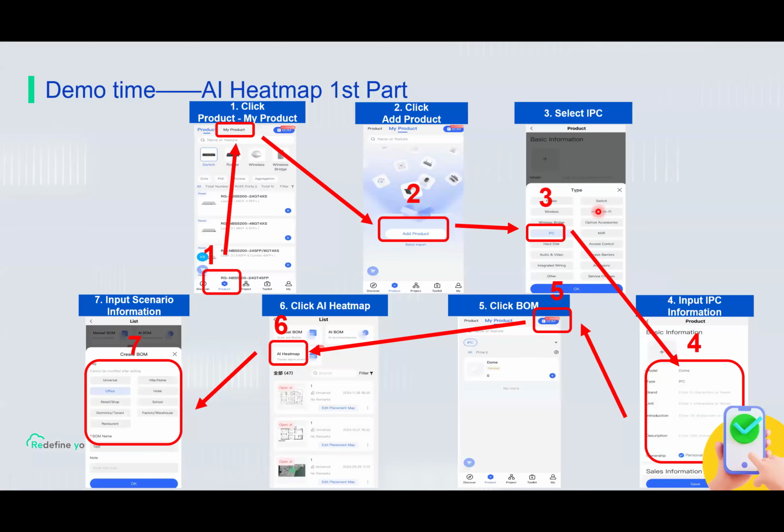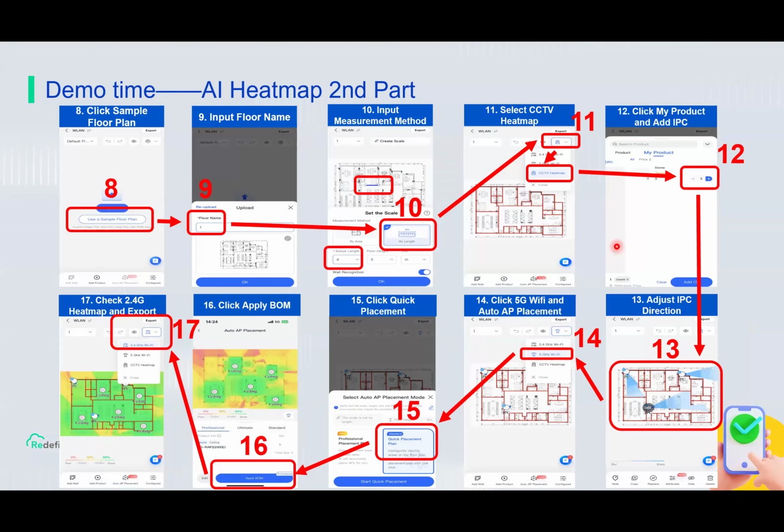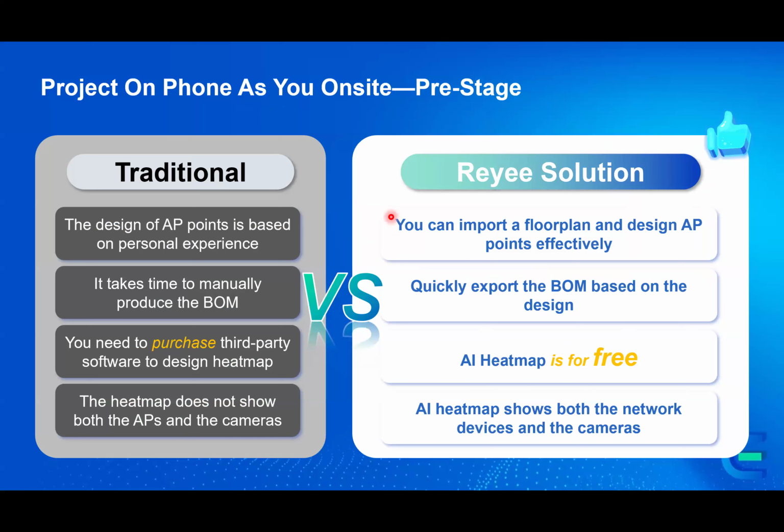So the PowerPoint will show you the steps for the AI heat map. So you can follow the steps one step by step in the future. And so let's make a conclusion.